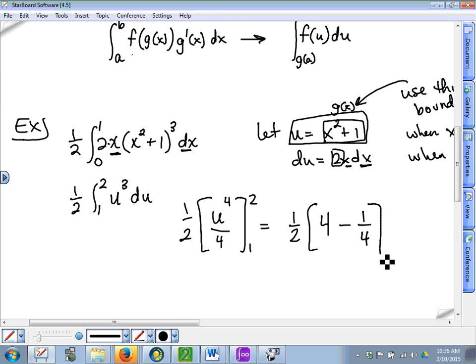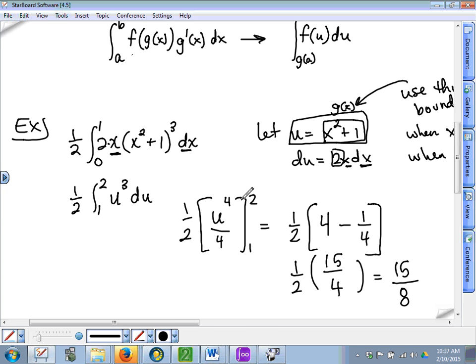So it's 4 minus 1/4, which just gives you 16 fourths minus 1 fourth, so 15 fourths. So 1/2 of 15 fourths is 15 eighths, which is 1.875. So when you change the bounds of integration according to u, you can just leave your antiderivative in terms of u. You don't have to resubstitute.